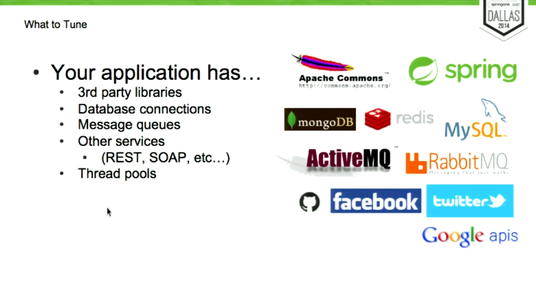Your application's probably filled with third-party libraries like Commons HTTP client and Commons DBCP and the Spring framework, hopefully, and all sorts of different database and messaging and thread pools and things like that. Those things all have their own individual tuning settings that you can adjust. They're going to help you get better performance by looking at those first.